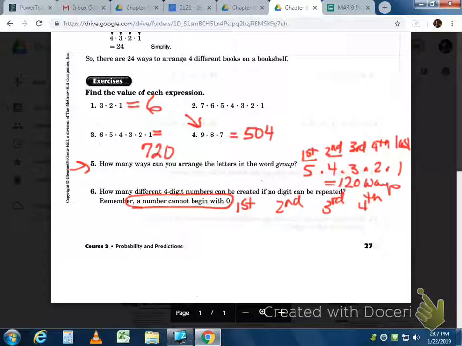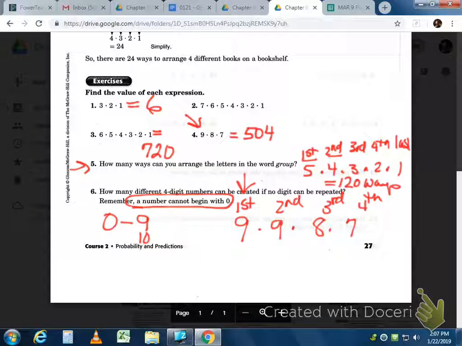How many single digits are there? 10. If you go 0 through 9, there's 10. But for this first spot, it can't be 0. So 9. Let's say they picked one of those out. Now, for the second spot, 0 can be here, can it? So how many really are there for the second spot? 9. Back to 9. Now we've used that one up. How many are left for the third spot now? And then how many for the fourth spot?